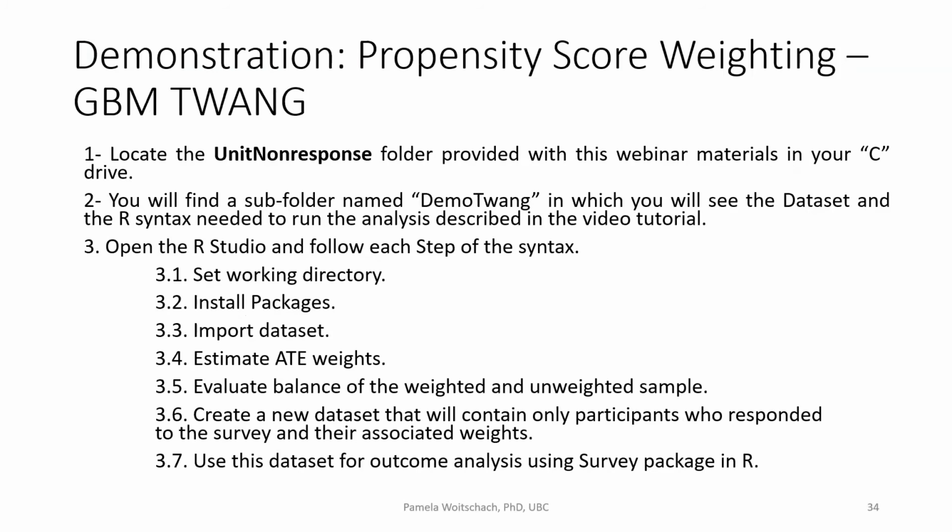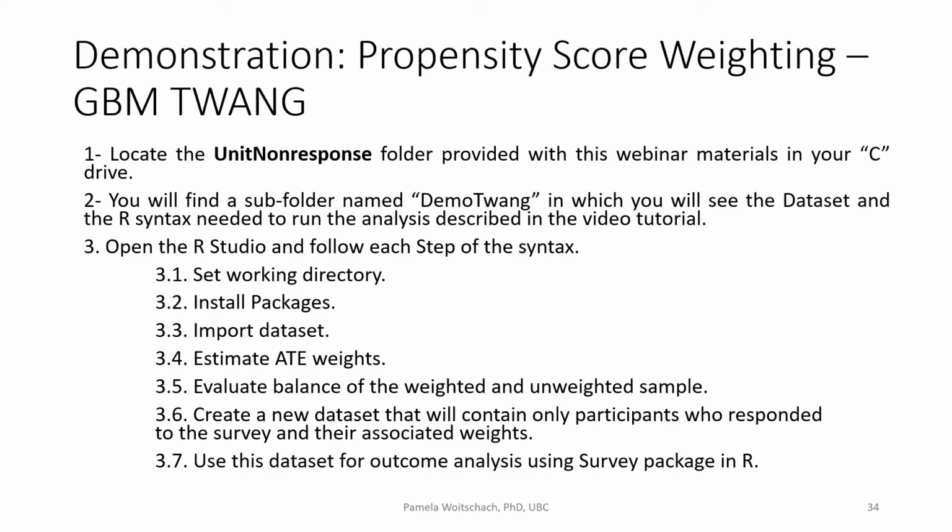In the demonstration of the propensity score weighting with the Twang package, you will follow almost the same steps. You will locate your unit non-response folder in your directory C. You will open the subfolder demo Twang, where you are going to find a data set and an R code. Once you are in RStudio, you will set your working directory, install the package, import the data sets, and estimate the ATE weights with the PS function of this package, Twang.